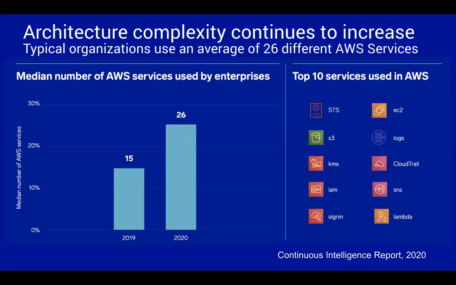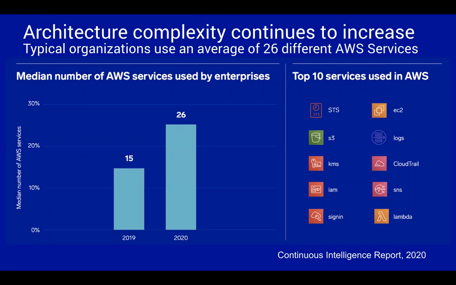Looking a little bit deeper into how these AWS customers are using AWS, one of the things we see is that their architecture complexity is continuing to increase. So in 2019, the median number of services used by AWS customers was around 15. But last year it was all the way up to 26, which is pretty staggering growth. And then just looking at what are those top 10 services used by AWS.